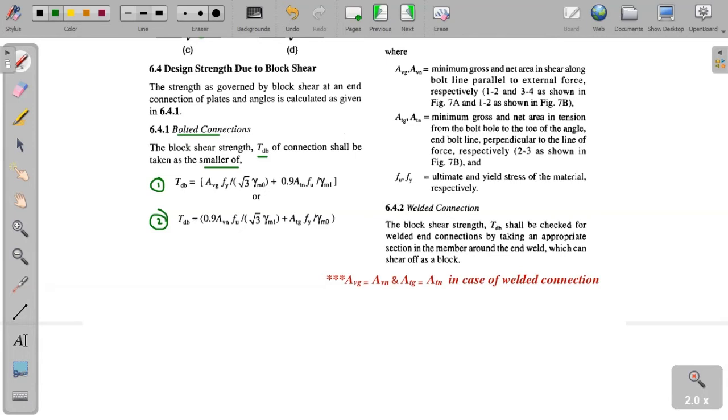And what are Avg, Atn, Avn, Atg? You have to take care of those terms, and of course you know this: gamma m0 is equal to 1.1 and gamma m1 is equal to 1.25, the partial factors of safety. And coming to Avg, Atn and Avn, Ag, Atg, V indicates shear.